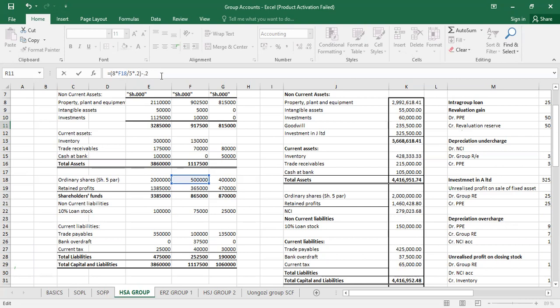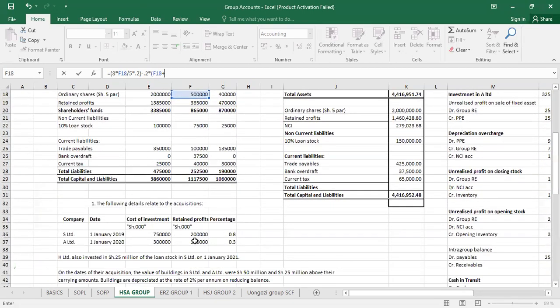So 0.2, this is the percentage of NCI. We multiply by, we open bracket, isn't it? So the share capital plus the pre, so we are here plus the pre plus the 50 that was revalued, this 50 million here, isn't it? Control enter. You see it's already balancing. Or let's check.